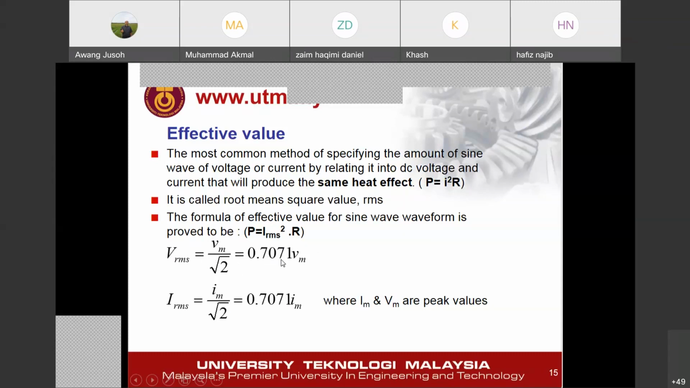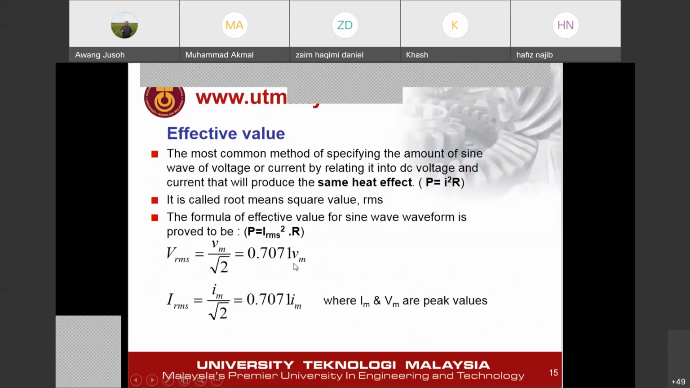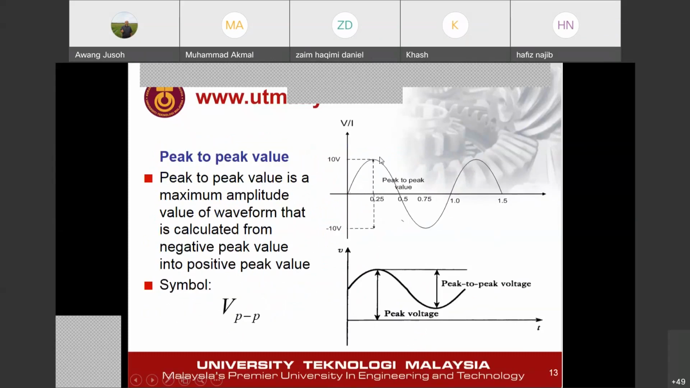So in AC, you must use RMS, root mean square, to measure power. That's for the voltage. For the current, it's the same. In order to find the RMS current, if we have a signal like that, we can find the current RMS by dividing by square root of 2. This formula is valid for sine wave only. Remember, if we have a pure sine wave like this, then we can find the V RMS and I RMS easily.